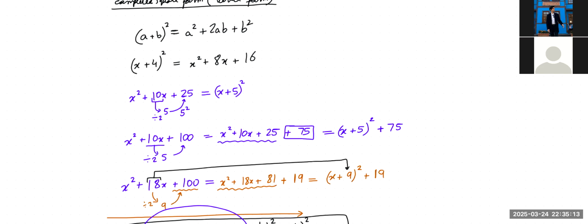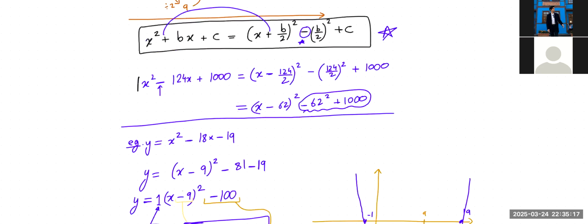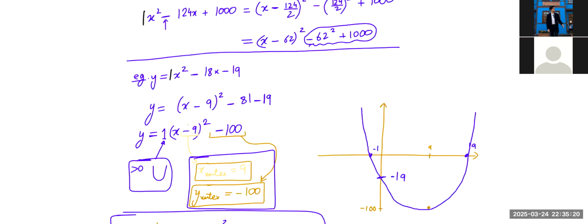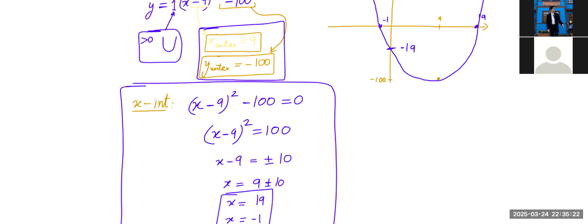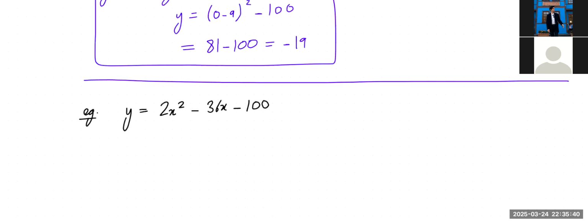Exactly. So I've been lying to you. Every single question I've done, I've done it with a coefficient of x squared being 1. What if it's not 1? So let's do an example. y equals 2x squared minus 36x minus 100, for instance, okay? Or 200, let's say.